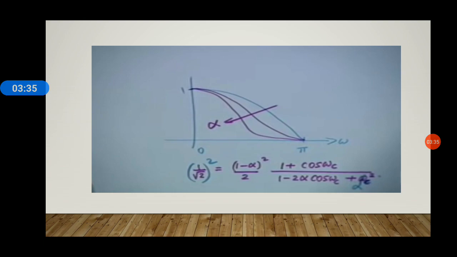Now in order to find the cutoff frequency, we can put the magnitude as 1 by root 2 into the previous equation. So we have (1 by root 2) whole square equal to (1 minus alpha) whole square by 2 into (1 plus cos omega c) divided by (1 minus 2 alpha cos omega c plus alpha square). Omega has been replaced by omega c by the definition of cutoff frequency, where the magnitude falls to 1 by root 2.